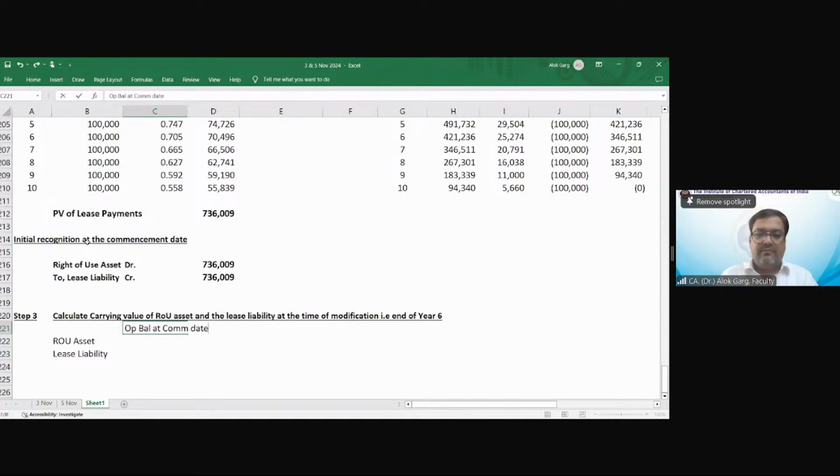What was the opening balance at the commencement date? The ROU asset was this, the lease liability was this. Okay, what is my accumulated depreciation? This divided by 10, multiplied by 6 years.